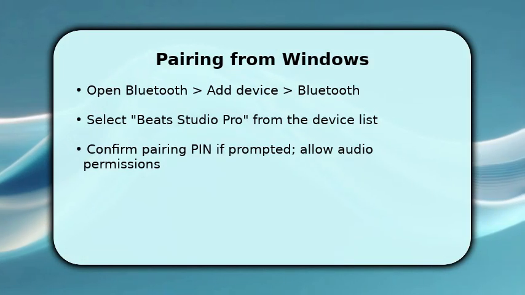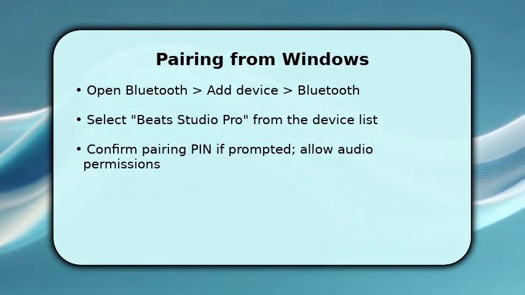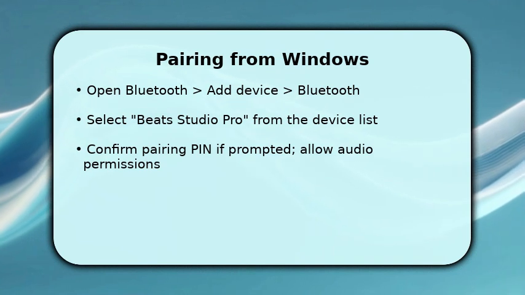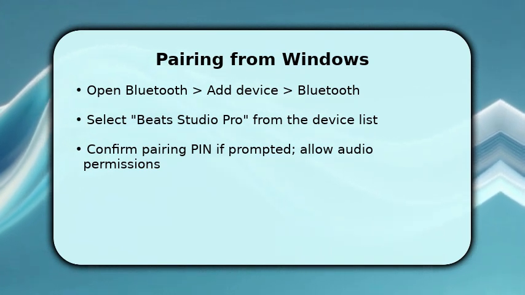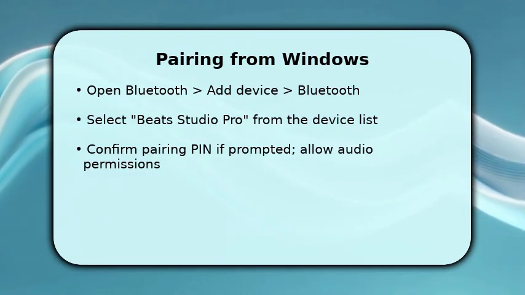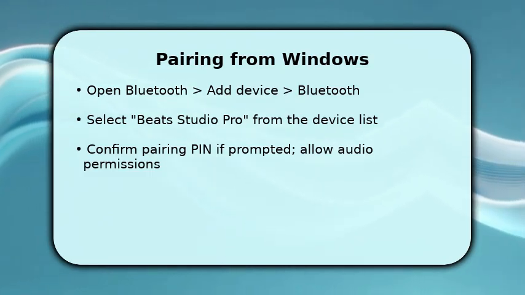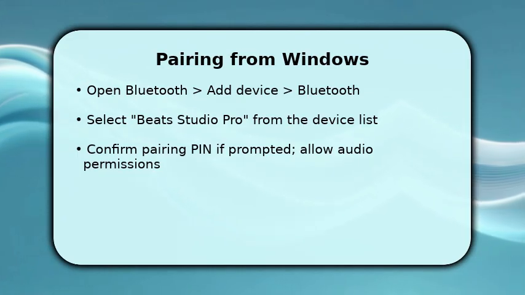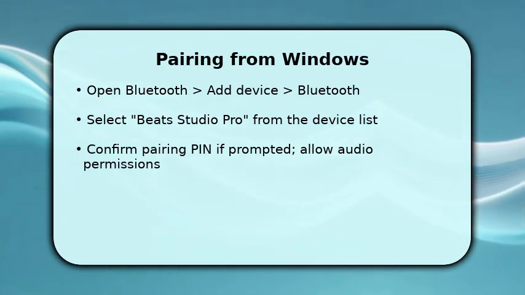Now pair the devices. In Windows, click Add Device and choose Bluetooth. Watch the device list and select Beat Studio Pro when it appears. If it doesn't show, toggle Bluetooth off and on or bring headphones closer. When Windows requests a PIN, accept the default or confirm on screen. Most Beats pair without a code.